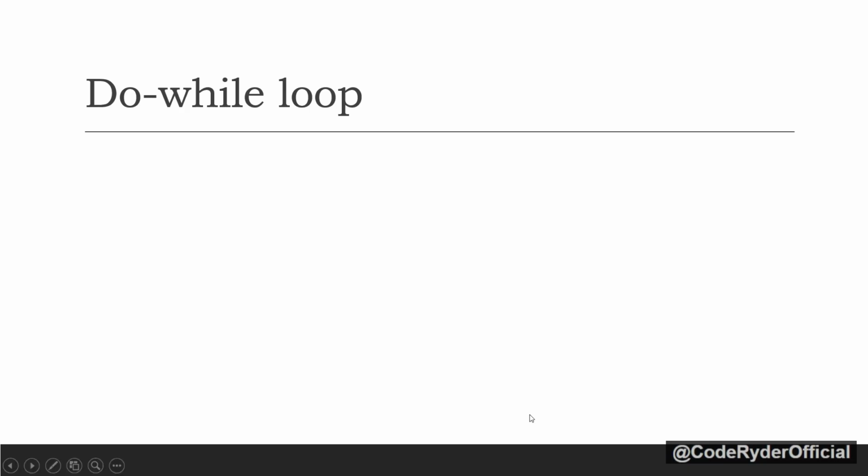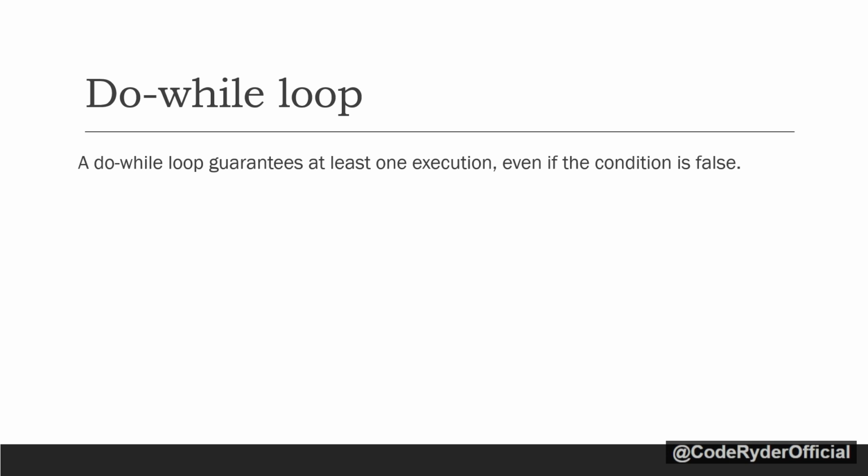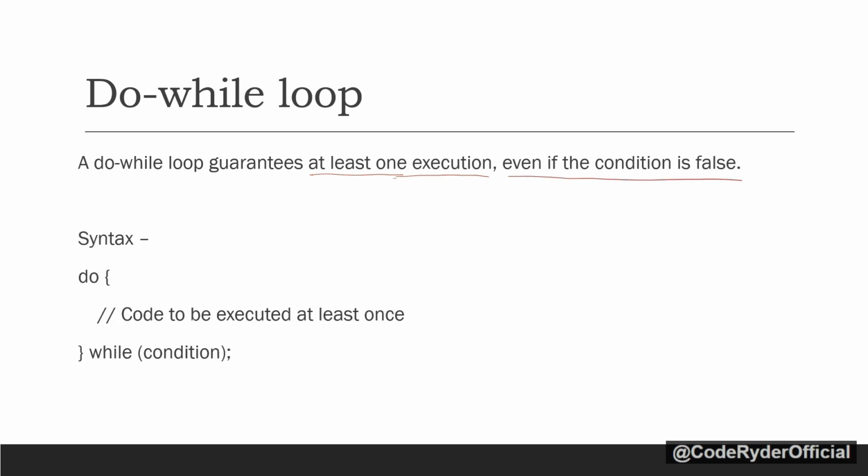Now coming to do while loop. In do while loop, it is guaranteed that the execution is done at least once, even if the condition is false. The syntax of do while loop is do, then we can have certain code inside the do block, and then we have while condition. The difference between while loop and do while loop is that in do while loop, the code is executed at least once, even if this while condition is false. We'll see this with the help of an example.